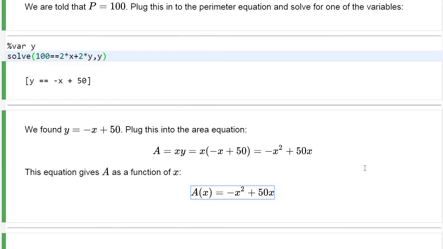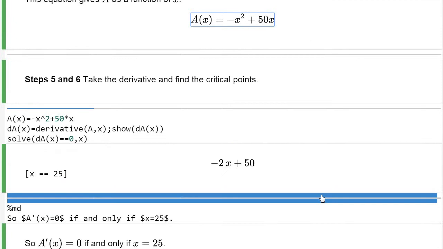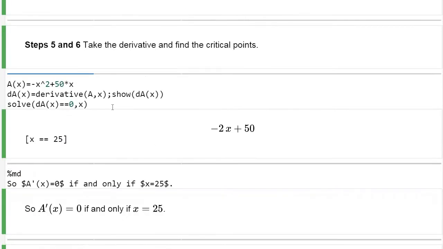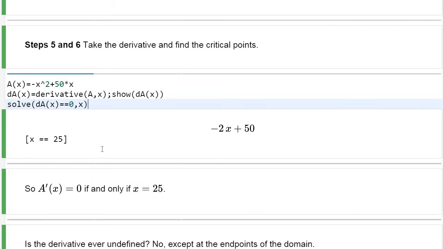Once you have the quantity you want to maximize, in this case area, once you have written that as a function of a single variable, you're ready to take the derivative, find out where the derivative is 0. So here I define my area function. I took the derivative of A. I asked Sage, where is the derivative equal to 0? I solved that equation for x. Sage tells me there is one place. Oops, I forgot to hide that little text there.